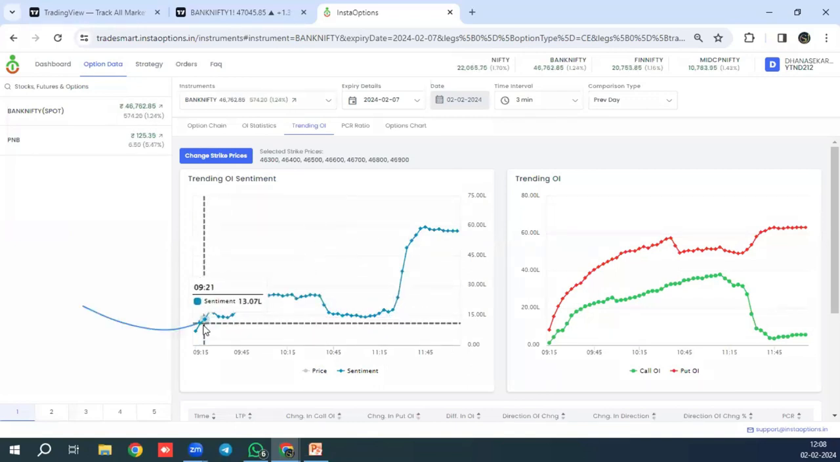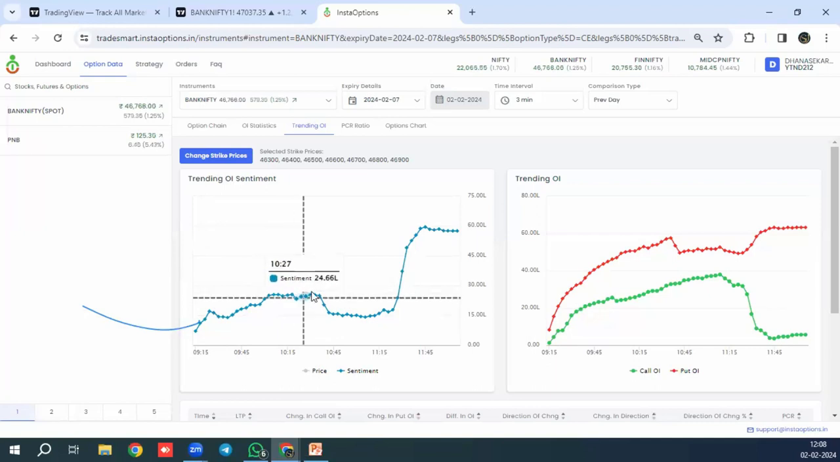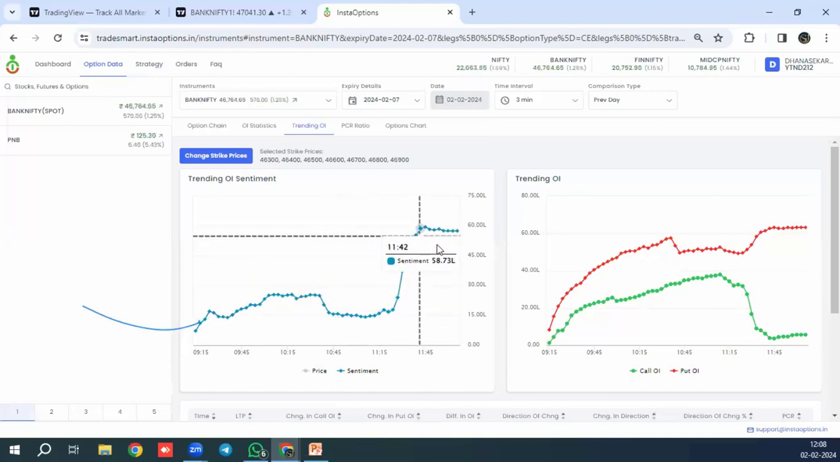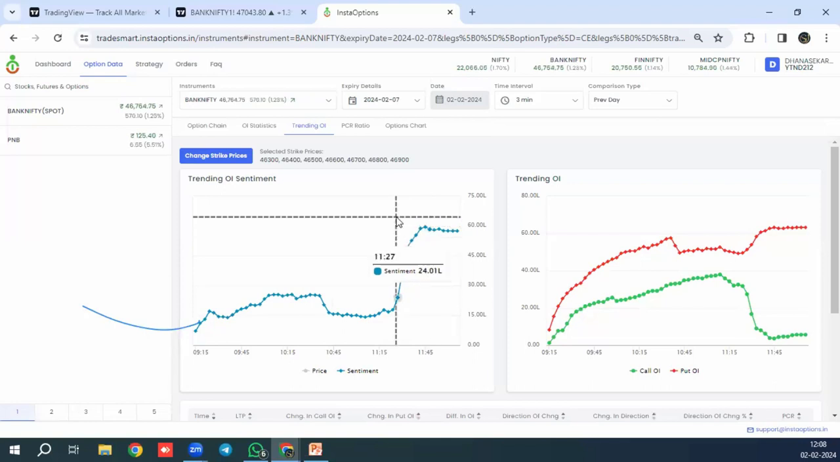Okay. And we can see sentiment was positive and it was slowly going down, and it was trading on the higher side only from the morning. In between, it came down, but after a consolidation, it shot up. Now, again, there is a consolidation. This is what sentiment is indicating to us. And let's see how Bank Nifty has reacted to that.